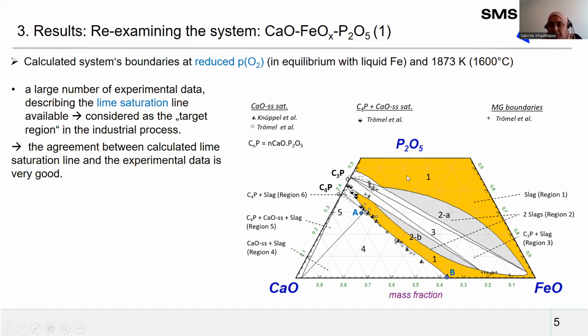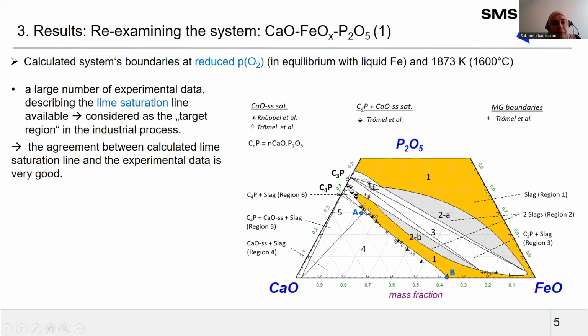For the sake of visualization, I use a different color for the different regions. The orange color here represents the liquid slag region. The gray color represents the immiscibility gap. So this system is known for its immiscibility gap, which has quite a lens shape. And the white regions are regions which are saturated with one or more solid phases.